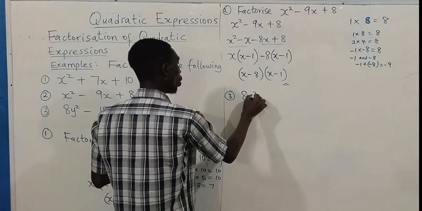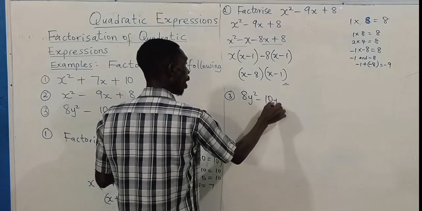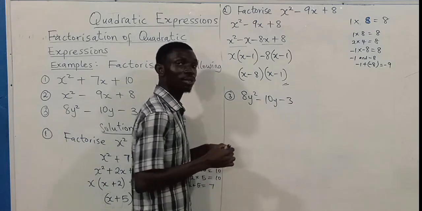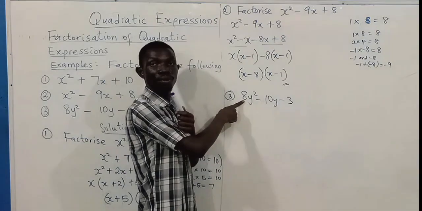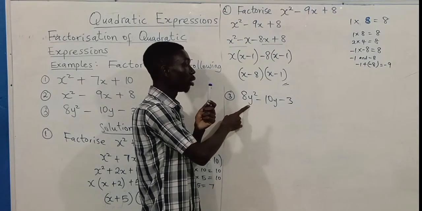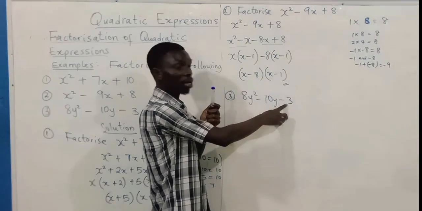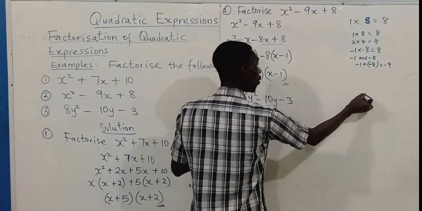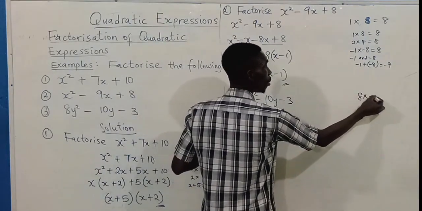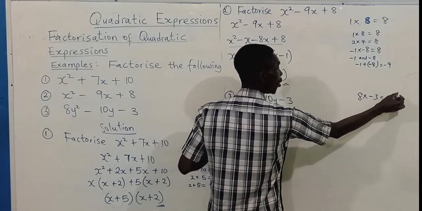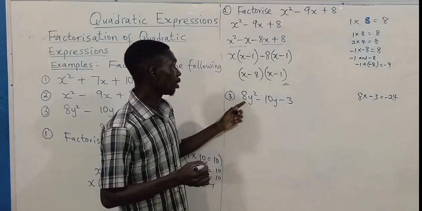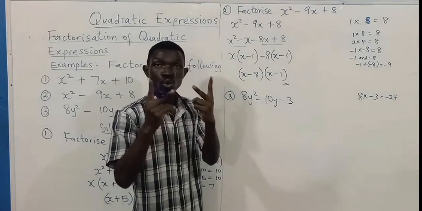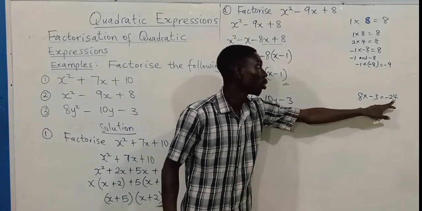Factorisation: 8y squared minus 10y and then minus 3. So the same steps, we are going to use the coefficient of y squared to multiply the constant term, and in this case the constant term is minus 3. So we are going to do that here. We have 8 times minus 3, and that is minus 24. Now we are going to look for two factors of minus 24.